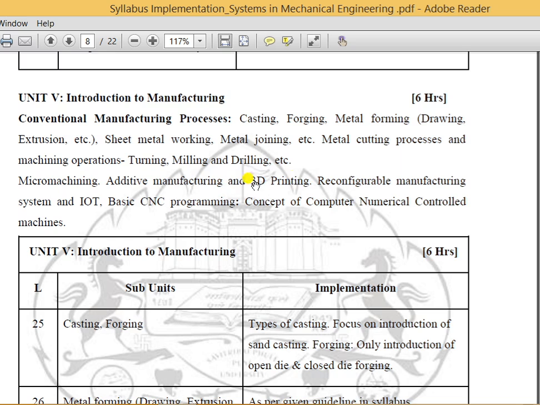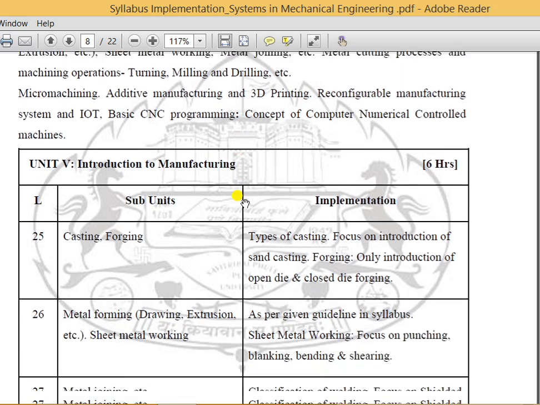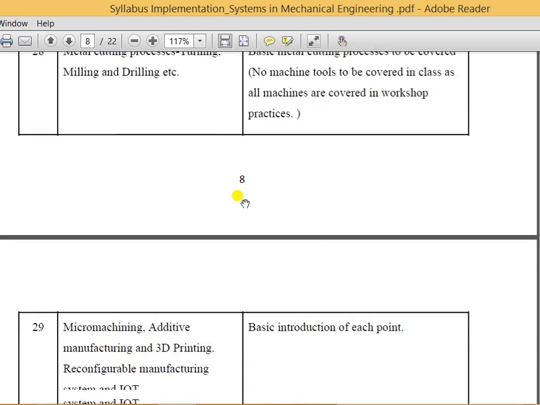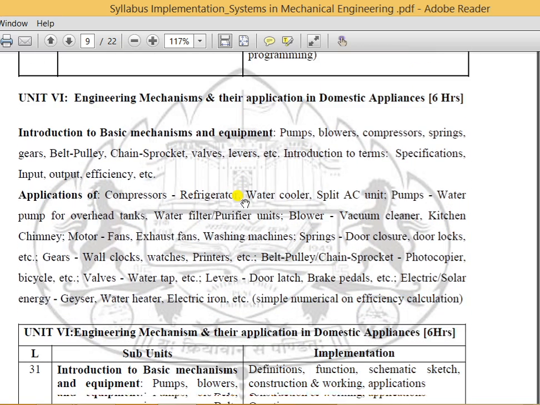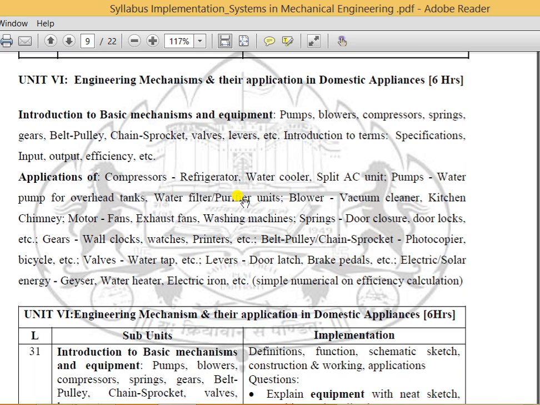You will get a 3-mark question on this particular topic. So try to concentrate on these topics which are included in this unit number 5 of manufacturing processes. And the last unit is somewhat very interesting, which is of engineering mechanisms and their applications in domestic appliances.